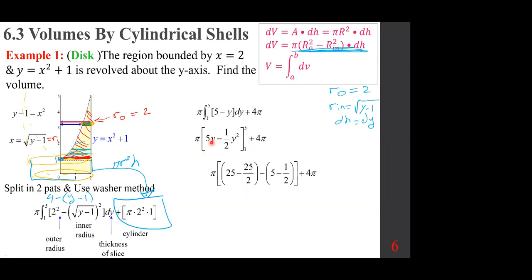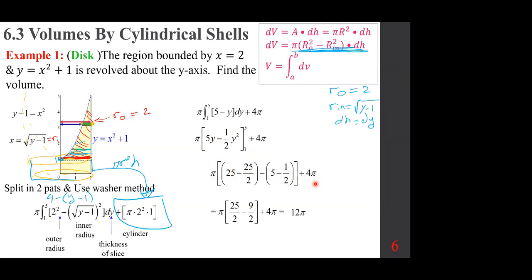So this becomes 25. This becomes 25 over 2. When you plug in 1, you get 5 minus 1/2. And all of them are multiplied by 5. Simplify this one, add 4 pi. So I'm assuming everybody can do that, class. So I wouldn't worry about that.